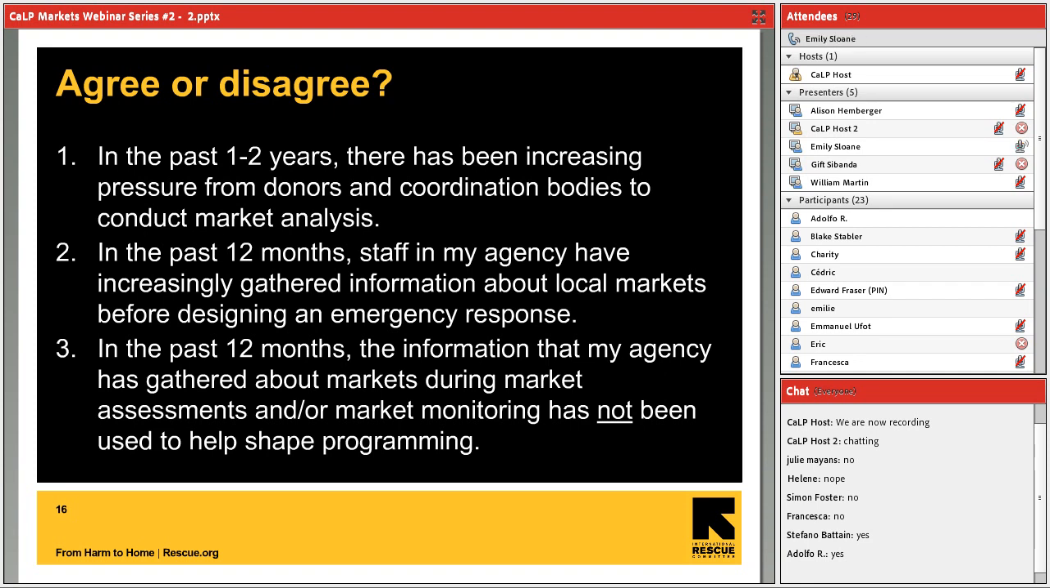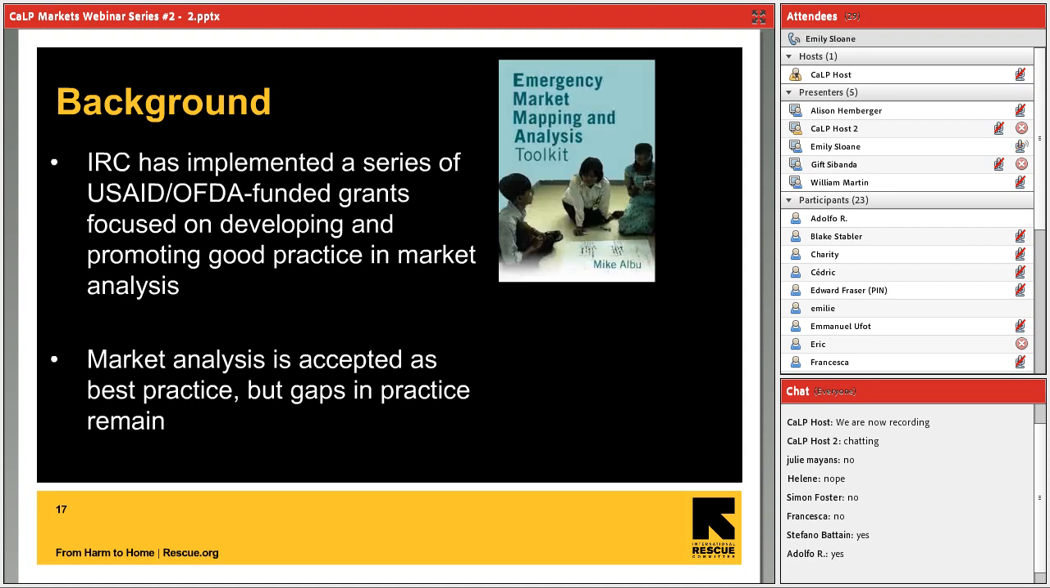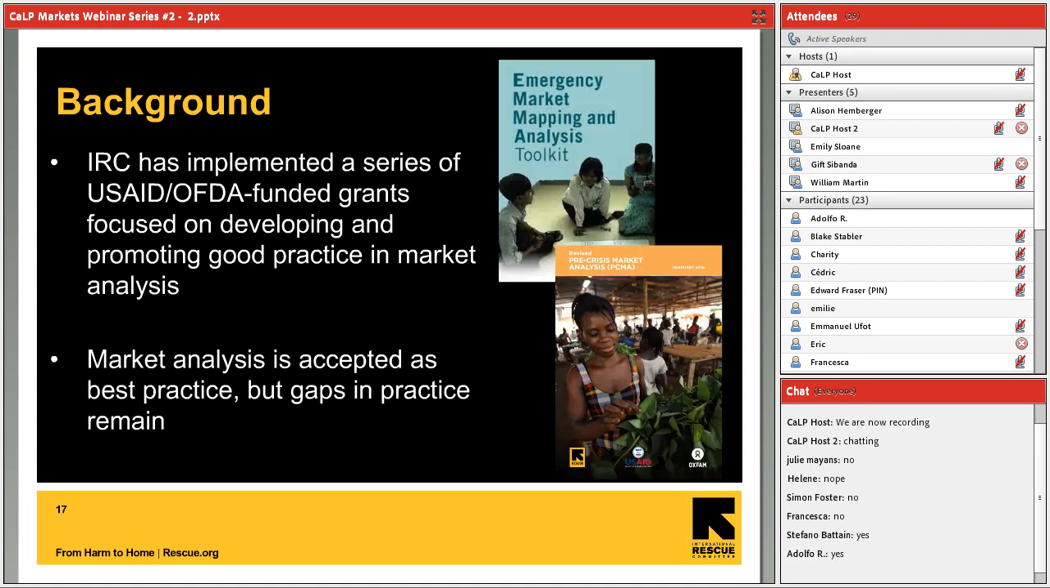So let me step back and tell you a little bit about the genesis of the project that we're working on at IRC. IRC has implemented a whole series of USAID OFTA-funded grants that are looking at developing and promoting good practice in market analysis. Many of you will be familiar with this. We helped to design the EMMA toolkit. More recently, we helped to design and then revise the PCMA pre-crisis market analysis guidance document. These are all outputs of these USAID OFTA projects.